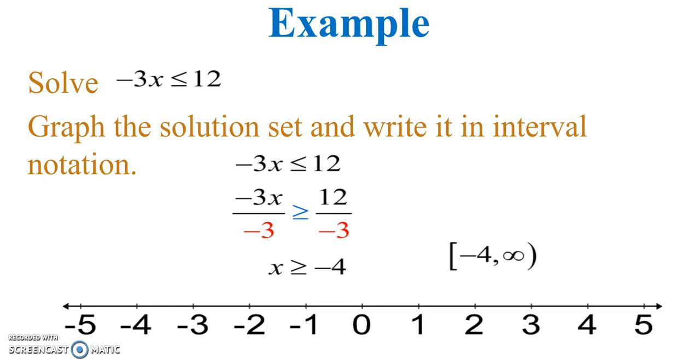So from this, I know that because it's an equal to, it's a bracket. I put my bracket on negative 4 and I draw my arrow to the right because x is greater than or equal to negative 4. So that means I cannot get smaller than negative 4, but I can hit negative 4. That was a lot of negative 4's in there.